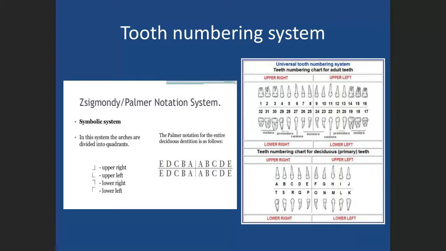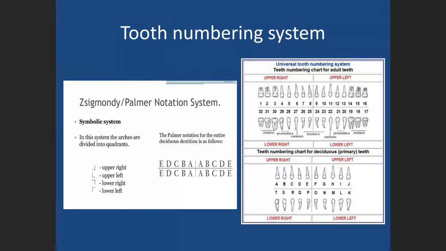One is the Palmer system, which is just represented by symbols, like this symbol, right quadrant, upper left quadrant. The next one is the universal, where the teeth are numbered from 1 to 32, starting from the upper right side you see here. Usually we say number 1 to 8 on the right side, the central incisor is 8, and then on the other side, the left side, from 9 to 16. So you have altogether 32 teeth.